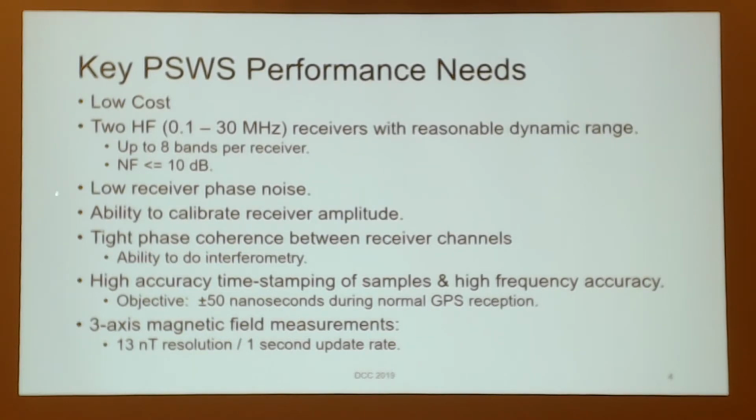The key is that the first iteration needs 2 HF receivers from about 0.1 to 30 megahertz with reasonable dynamic range. We set up the spec to have about 88 dB of dynamic range. The noise figure needs to be less than about 10 dB. The receiver needs very low phase noise. We need the ability to calibrate the receiver amplitude.